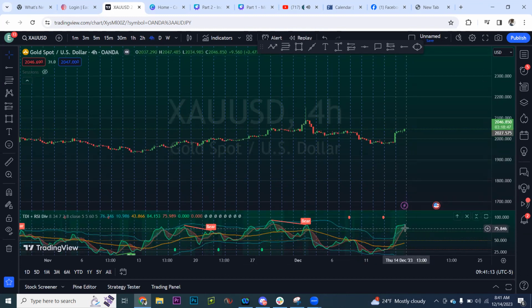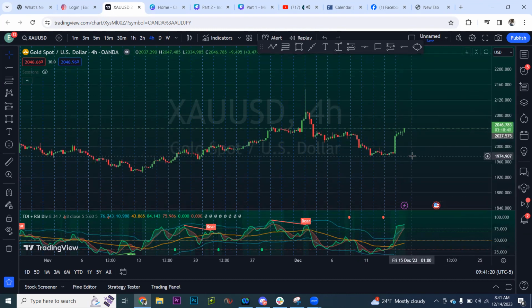Now my entry on that sale on this 4 hour is gonna be right here as soon as it crosses to the downside. So the 4 hour looks clean. Price comes right back up to this point, hits another fake out, boom, and then drops.